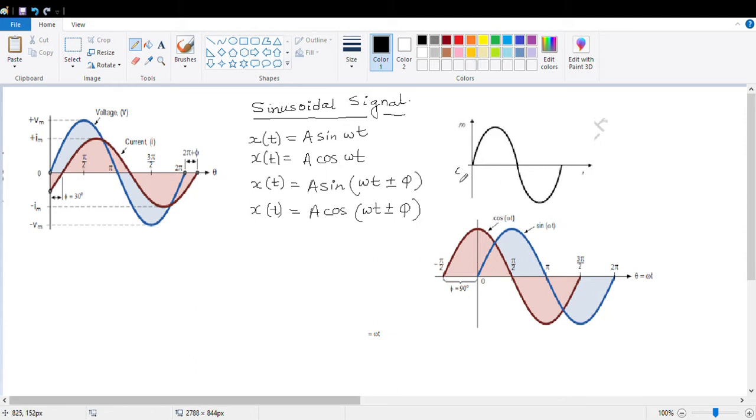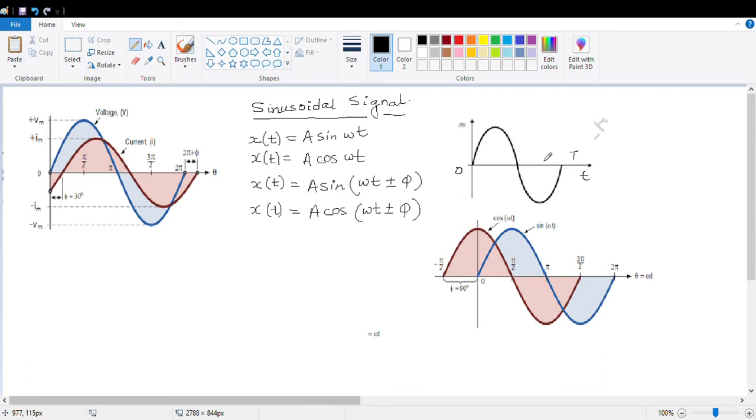So if it starts at 0, suppose the time period is capital T, and here I am taking the axis as small t, and this is the magnitude. The signal goes up to the maximum positive value, then comes to 0, then goes down, and then comes to 0 again. This is a cycle, and the time required to complete a cycle is called T.